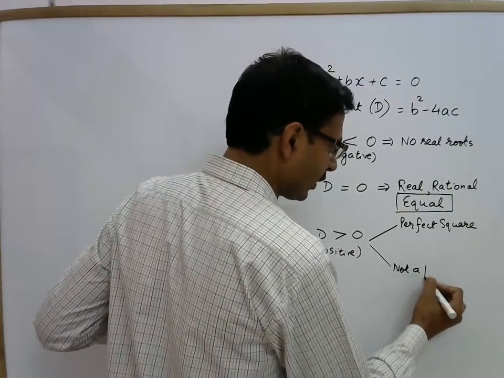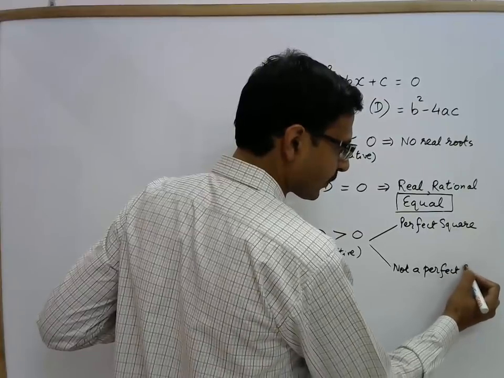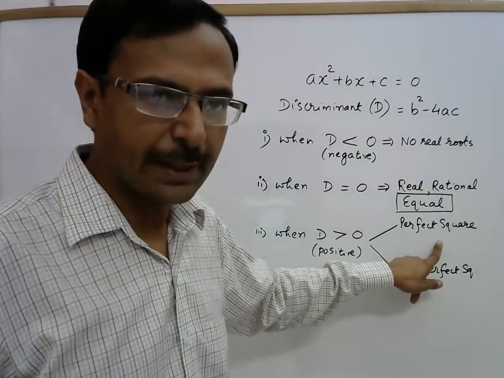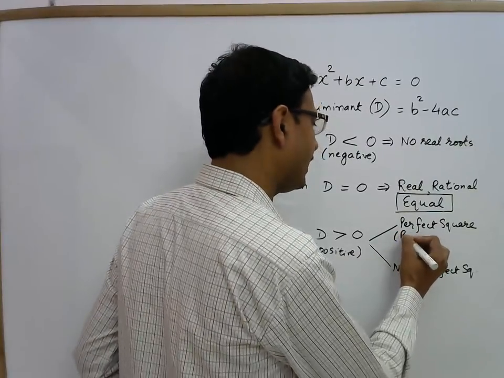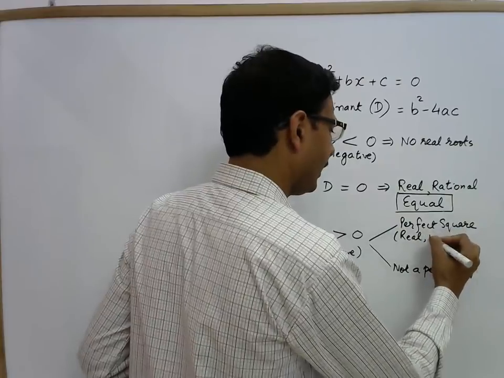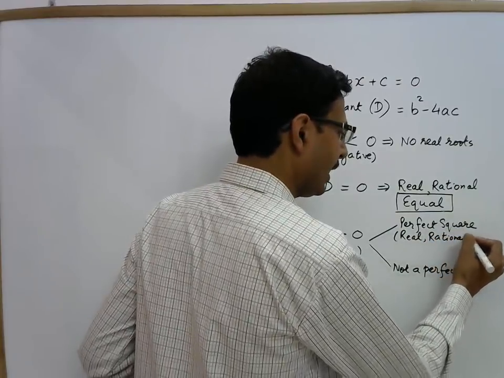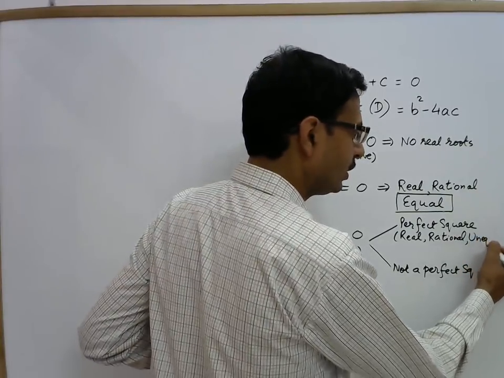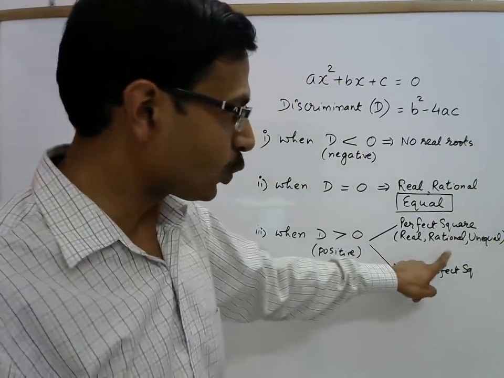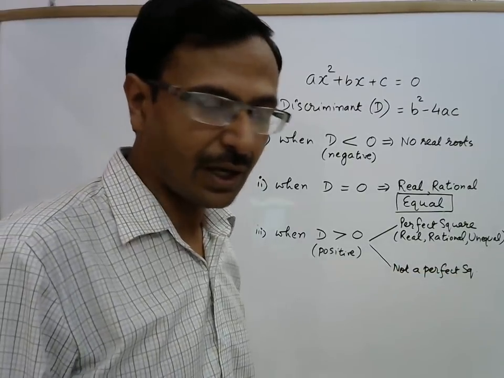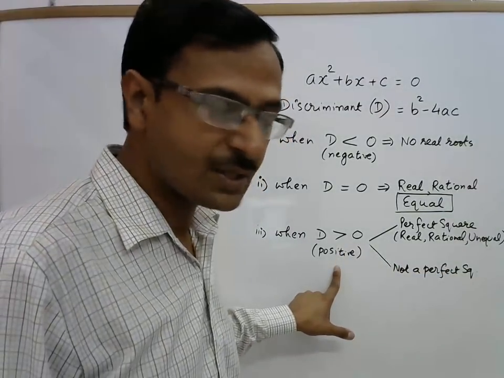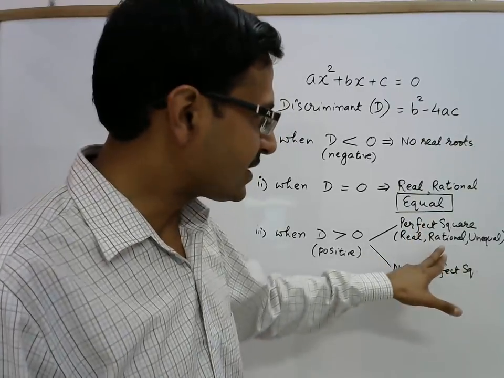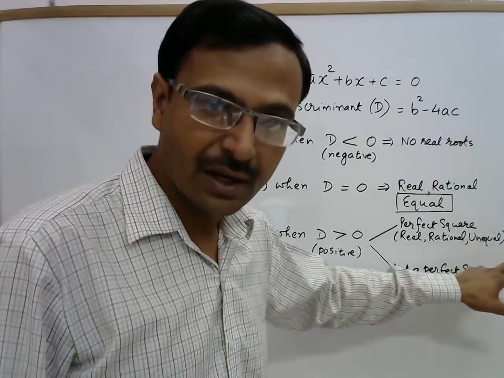And if it is not a perfect square, then what happens? We will do these two cases. So when the discriminant is positive and a perfect square, then the roots are real, rational, and unequal. So I am writing here unequal. So you will have two different roots, two different answers. When the discriminant is greater than 0, roots will obviously be real. There will not be any square root sign, that is, the roots will be rational and the roots are unequal.